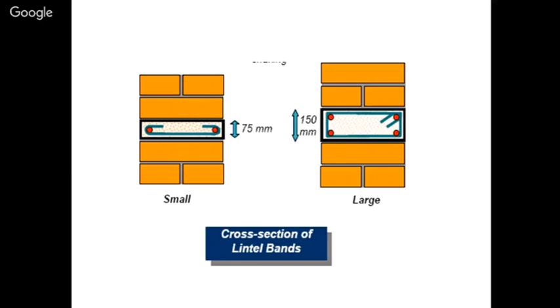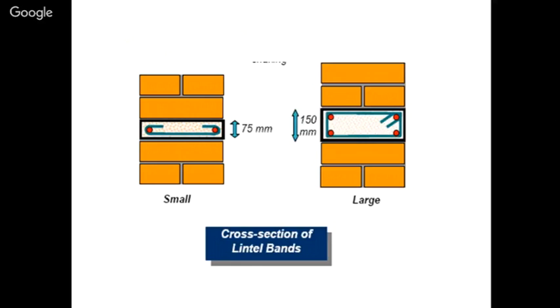The minimum is this: you are providing one link and 2 bars horizontally with a depth of 75 mm. In another case, you are providing 150 mm double depth and 4 bars, 2 up and 2 down, depending upon the forces you are going to get in case of your earthquake force.